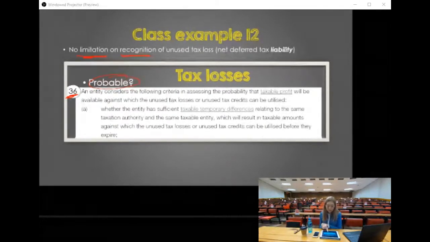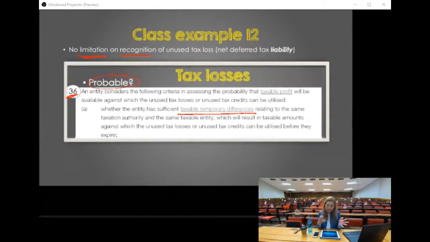What actually happened in class example 12 is we had the situation where the entity had sufficient taxable temporary differences to absorb this deferred tax asset, the debits, and therefore we could just go ahead and recognize the unused tax loss.